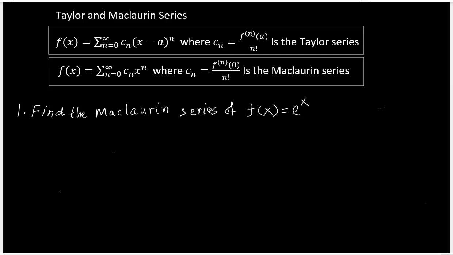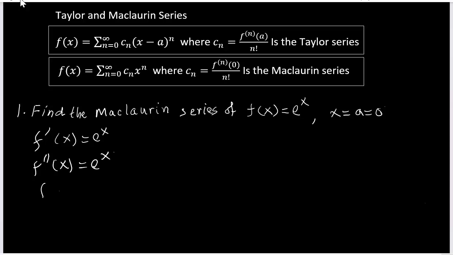All right, so now we are going to find the Maclaurin series of f of x equals e to the x. And in this case, for the Maclaurin series, x equals a equals 0. So we'll be evaluating at 0. Now, first take the derivative of the function. So f prime x is e to the x. Then the second derivative also will be e to the x. Third derivative will be e to the x, and so on.